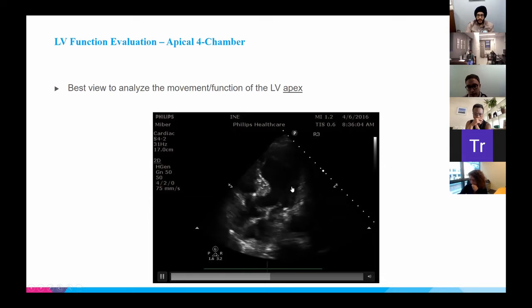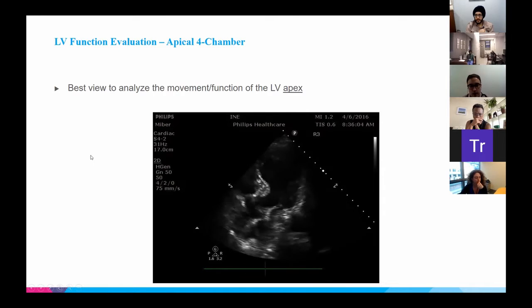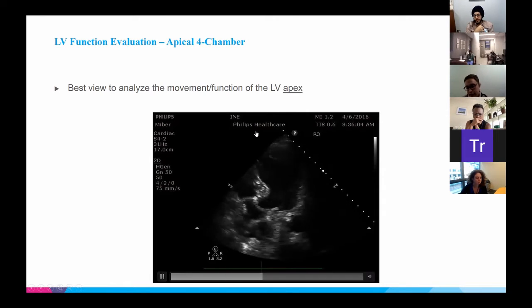So the wall is moving in a little bit closer up here than here. So this would potentially be an example of apical ballooning in some patient that might have Takotsubo. But other than that, you can appreciate in an ideal apical 4-chamber view the movement of both the free wall and the septal wall as it moves inward, and the cavity size changes with contraction.